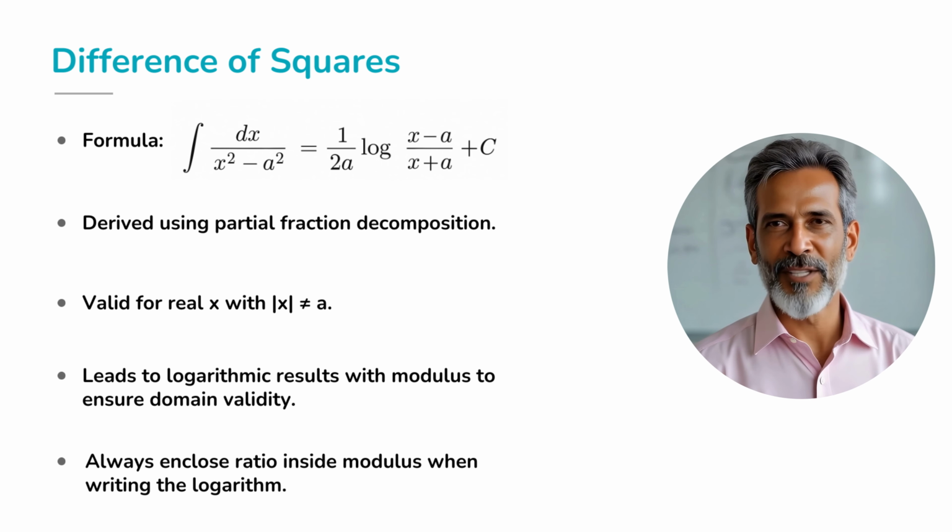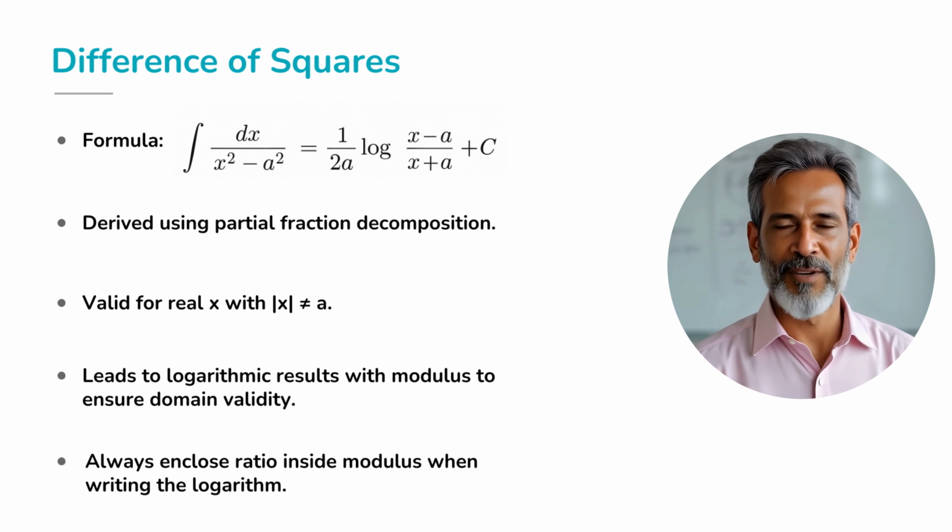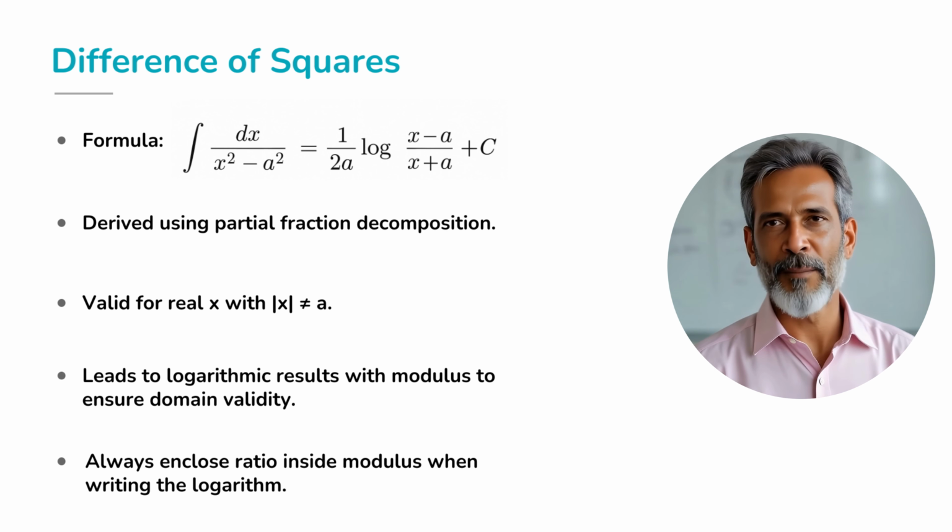Our first standard result deals with the difference of squares. The formula is integral of dx over x squared minus a squared equals 1 divided by 2a log modulus of x minus a divided by x plus a plus c. Let me say it clearly. Dx over bracket x squared minus a squared bracket equals 1 over 2a log modulus of x minus a upon x plus a plus constant c. This result is obtained using partial fraction decomposition. And don't forget, the modulus sign ensures the formula works for both positive and negative values of x.